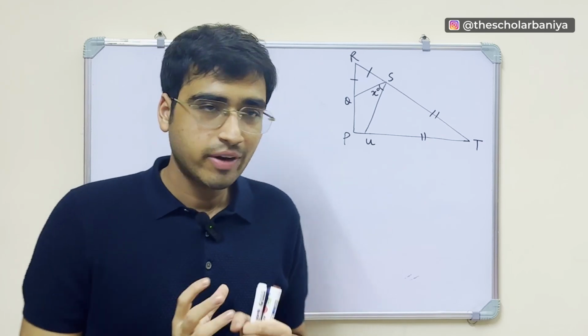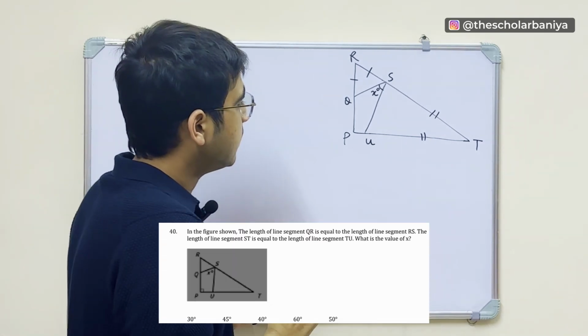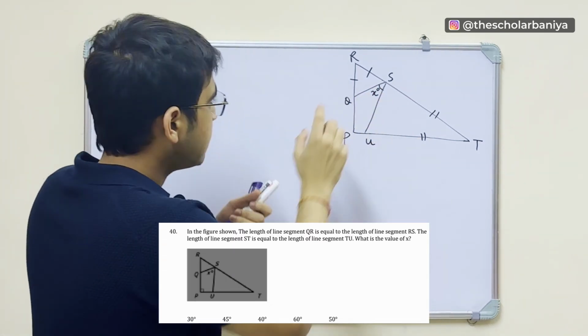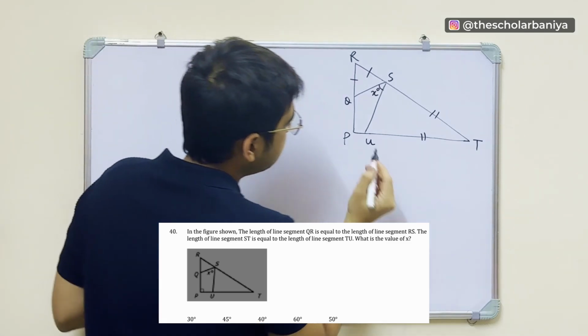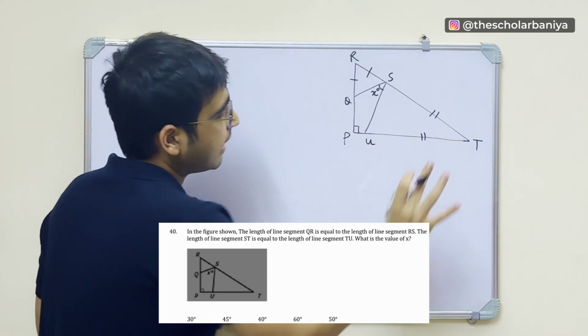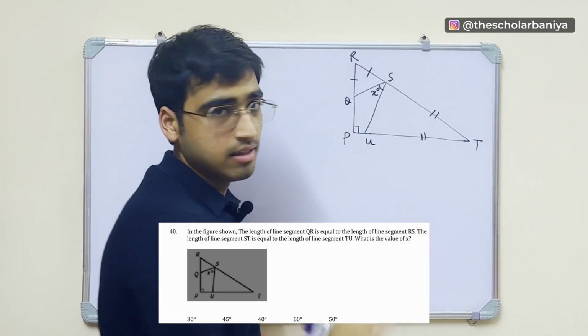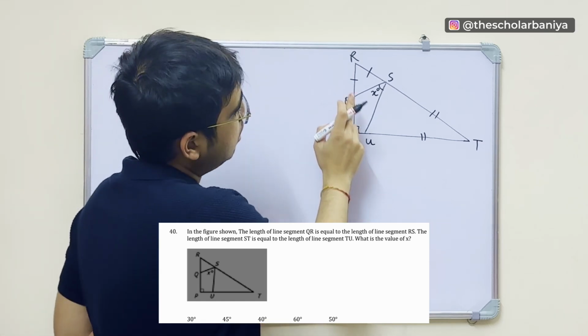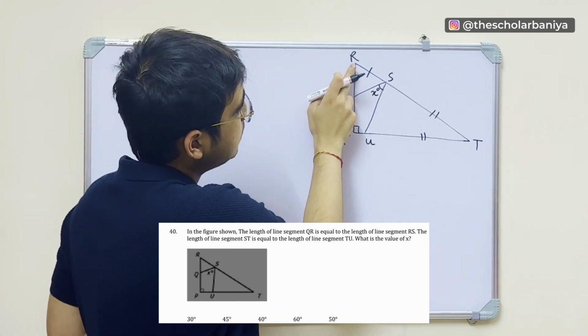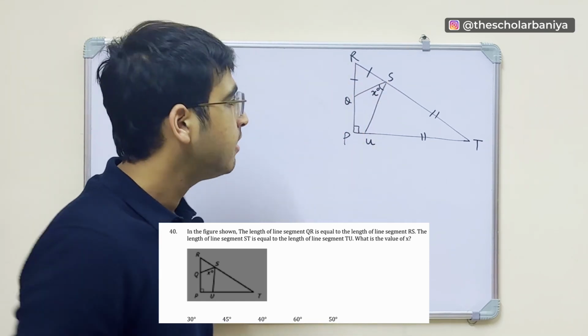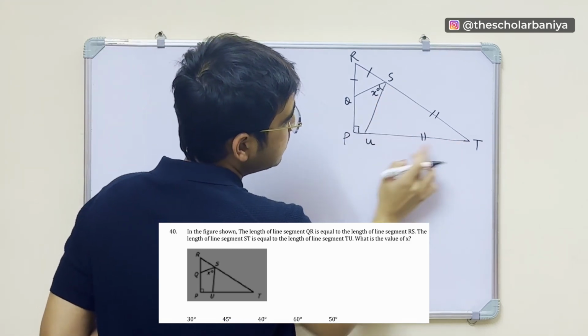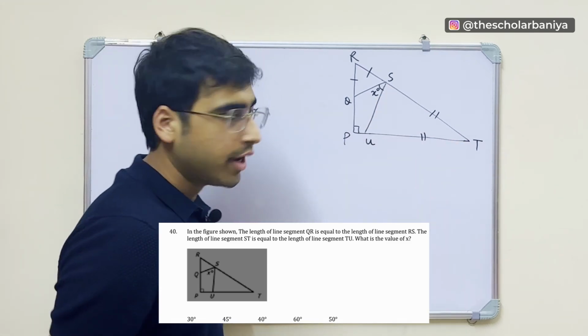So let's move on to the next question, guys. In this question, we are given that there is a right angle triangle, right? This is 90 degrees. There is a right angle triangle RPT, right? And the side QR is equal to the side SR, right? And the side ST is equal to the side UT, okay?